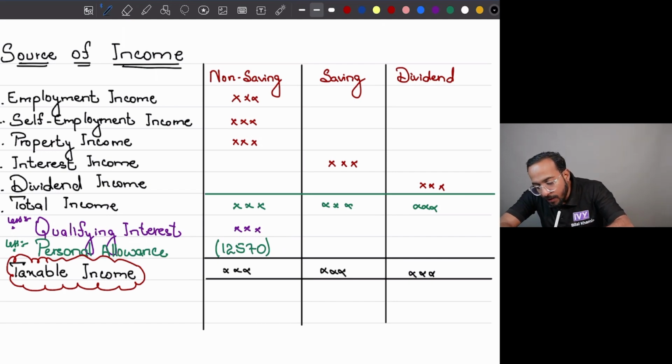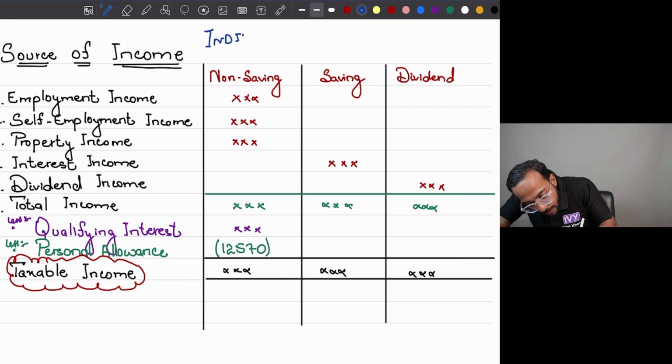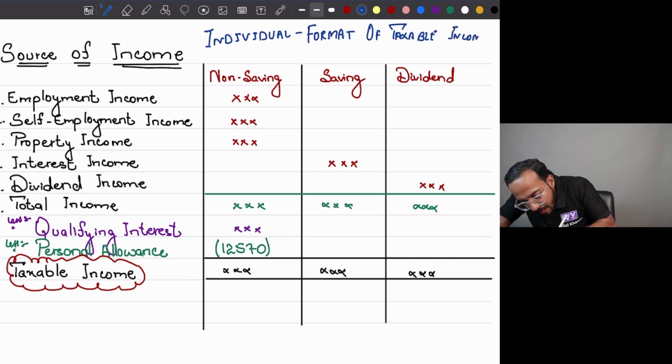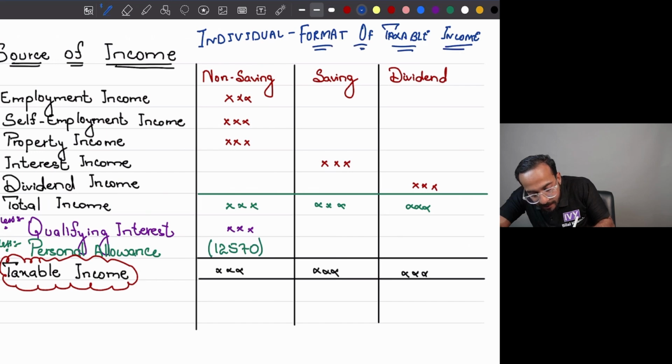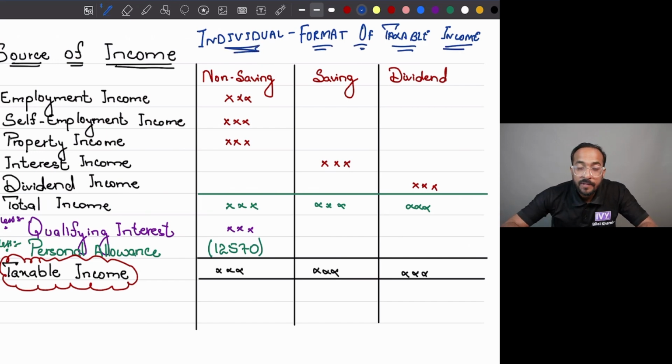The name of the format is individual format of taxable income. That's the name of the format which you need to understand how to make. I believe you are getting all my points. Now moving towards the next thing.